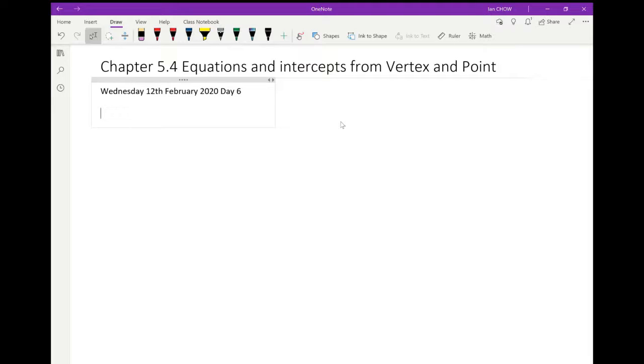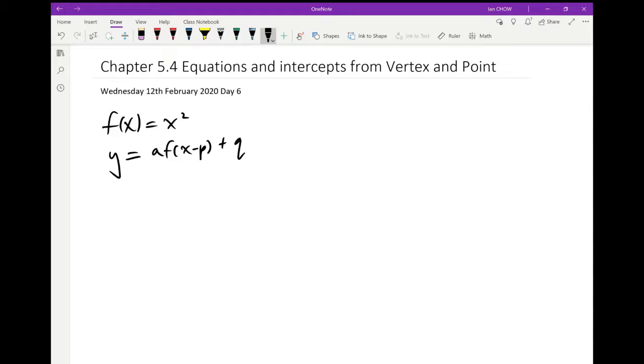Last lesson, I'm just going to quickly recap what we did. We learned that a function in the form of f of x, let's say our function is x squared, we can graph y equals x squared, and we can apply several transformations. I can have a times f of x, and then we can also have x minus p inside, and then we can also have plus q on the outside.